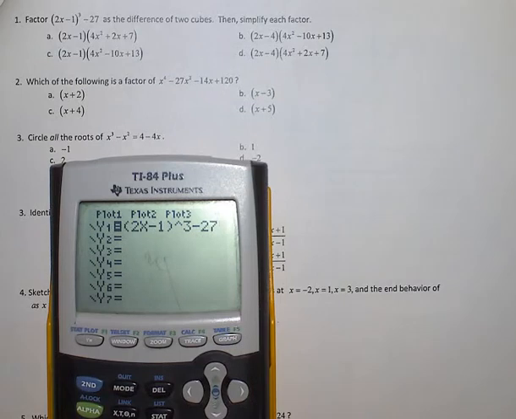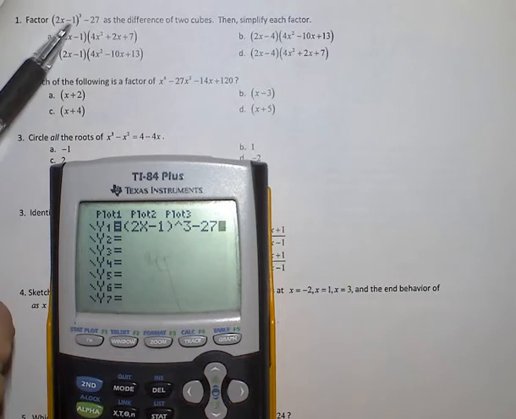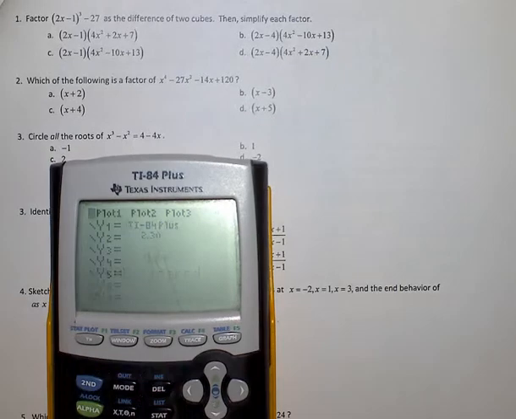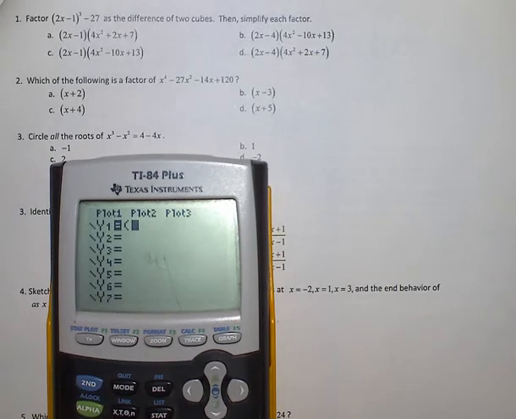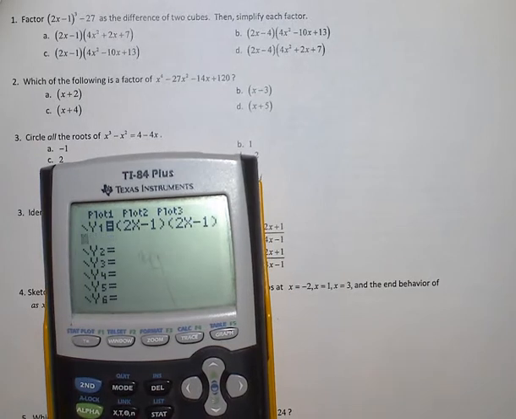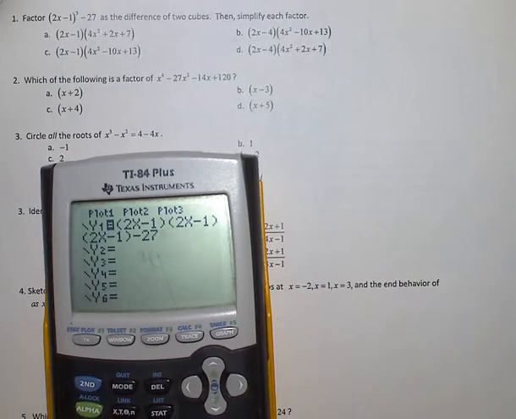So I may teach you a longer way to plug this in, but to ensure that you're going to get it right, we want to use this quantity 3 times. Everybody please do this with me. We're going to plug this in 3 times. Here we go: 2x minus 1 times 2x minus 1 times 2x minus 1. We did it 3 times because it's cubed. Now subtract 27. Hit graph.